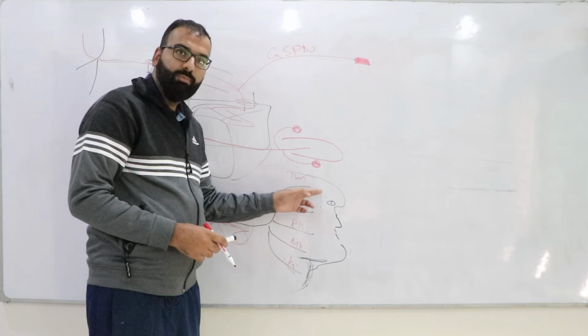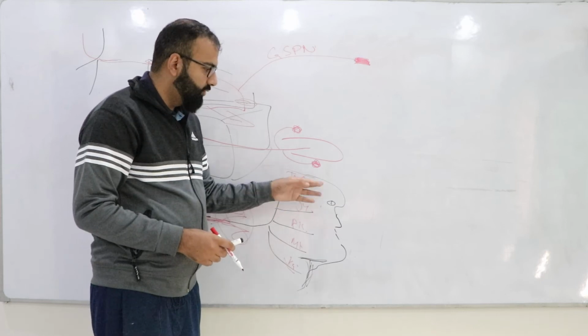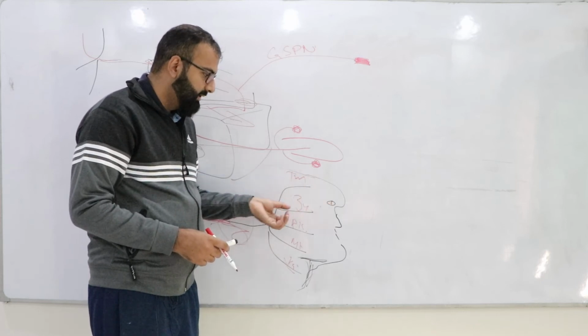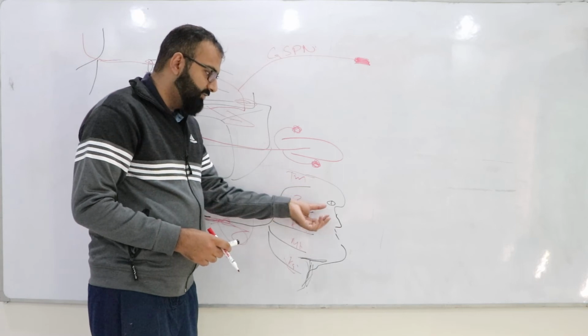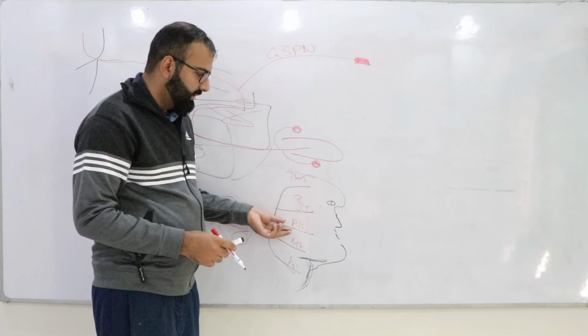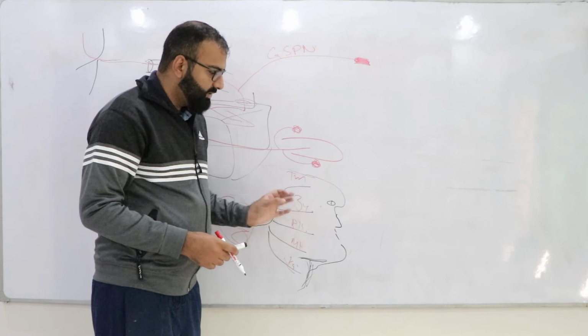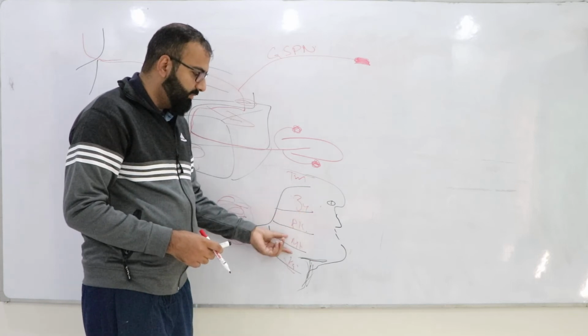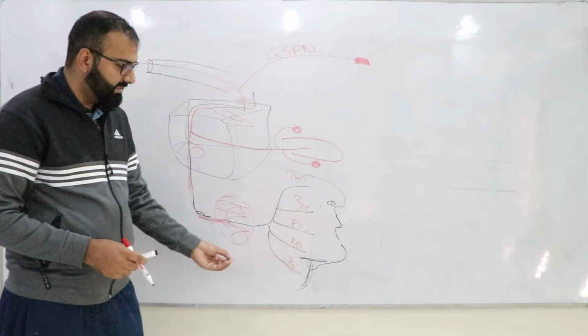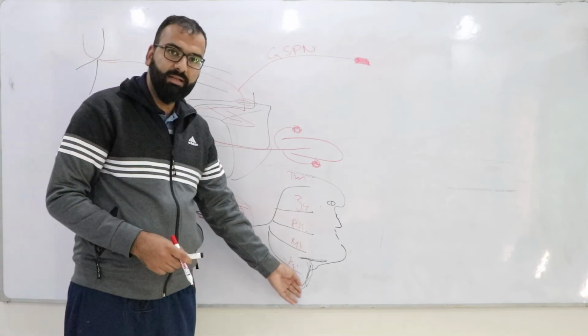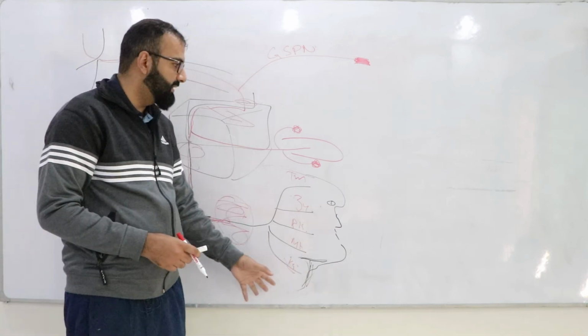So Tum stands for the temporal branch, which goes to the temporal muscles. Then there is the zygomatic branch, which goes to the zygomatic arch. Then there is the buccal branch, which supplies the buccal muscles, and the mandibular branch, which supplies the mandibular muscles, and finally Karo, the cervical branch, which supplies the cervical muscles.